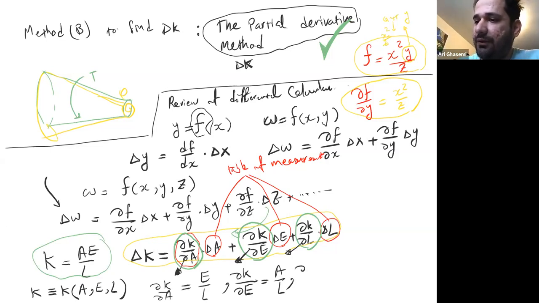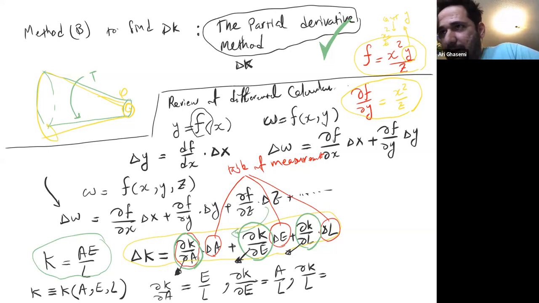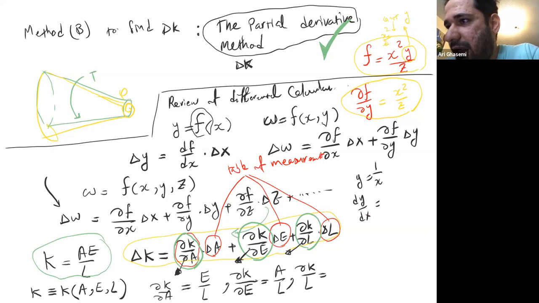And finally, the derivative of k with respect to L. What should I put here? Derivative of k with respect to L. No. Well, let's try it one more time. Let's go back again to calculus, but this one, calculus 1. If we had a function 1 over x, and I wanted to take the derivative, dy dx, what would I get? 1 over x.